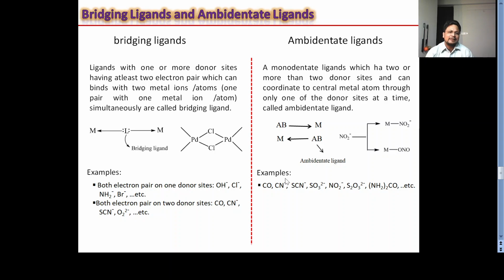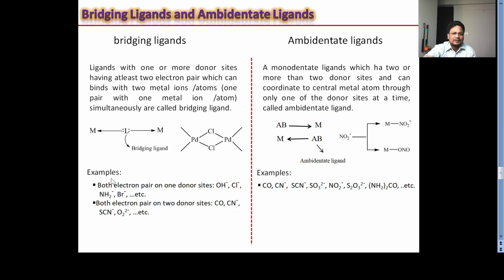Now, bridging ligand and ambidentate ligand. A bridging ligand is basically a ligand with one or more donor sites having at least 2 electron pairs which can bind with two metal ions or atoms, one pair with one metal atom, simultaneously. Here we can see that this ligand L has two electron pairs and binds with two different metals. One electron pair is donated to one metal and another electron pair is donated to another metal. This ligand is called a bridging ligand.